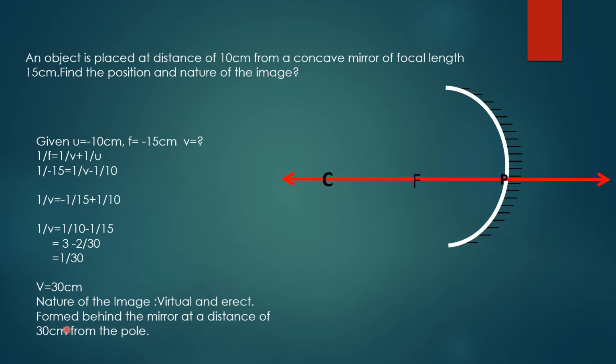Now, the image is formed behind the mirror at a distance of 30 centimeters from the pole. Where is the image formed? The image is formed at a distance of 30 centimeters from the pole. Are you clear about that one? So, virtual image means it is formed behind the mirror.